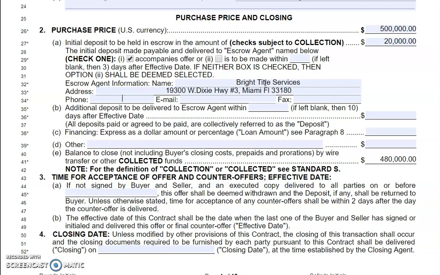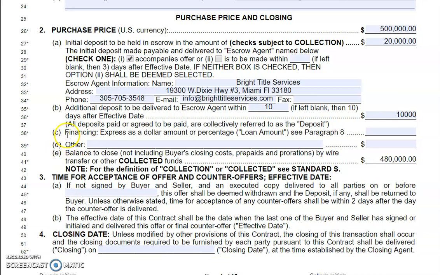Now we put the phone. And if you know the fax, you can also put that. Additional deposit to be delivered to escrow agent: let's put that in 10 days. They're going to put another $10,000.